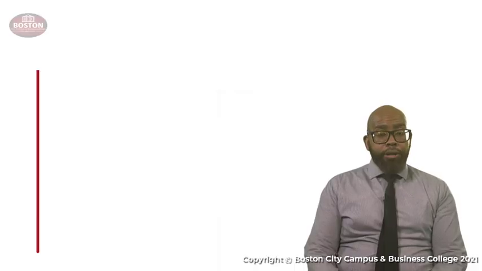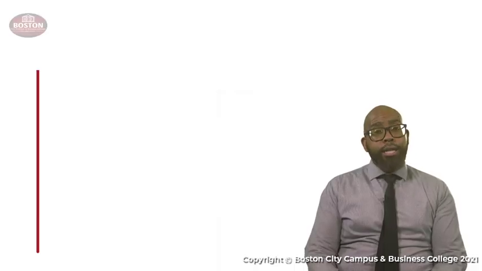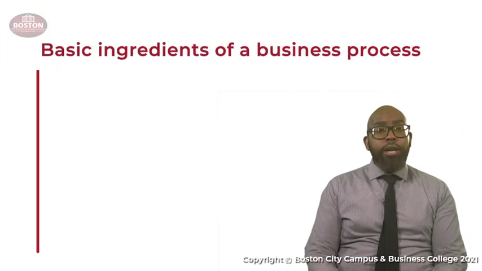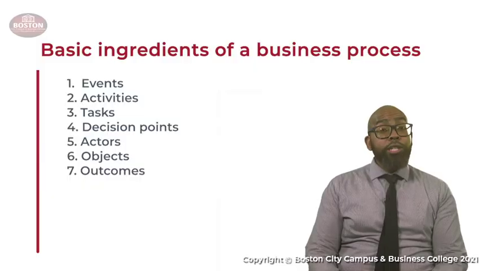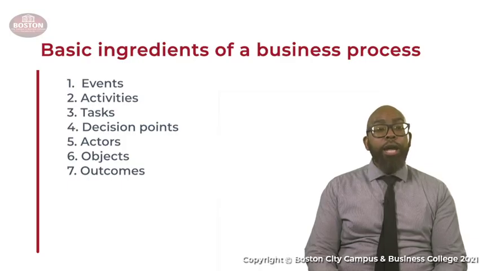From the business scenario that is presented for the BuildIT case study rental request process, we learn about a few key ingredients to a business process. These are, firstly, events, secondly, activities, thirdly, tasks, fourth, decision points, fifth, actors, and sixth, objects, which can be physical or informational, and lastly, the seventh one, outcomes. As we mentioned earlier, we can think about these as the fundamental building blocks for any business process.